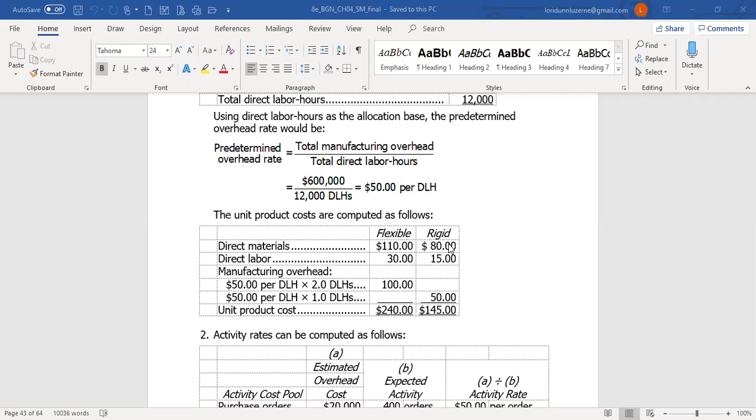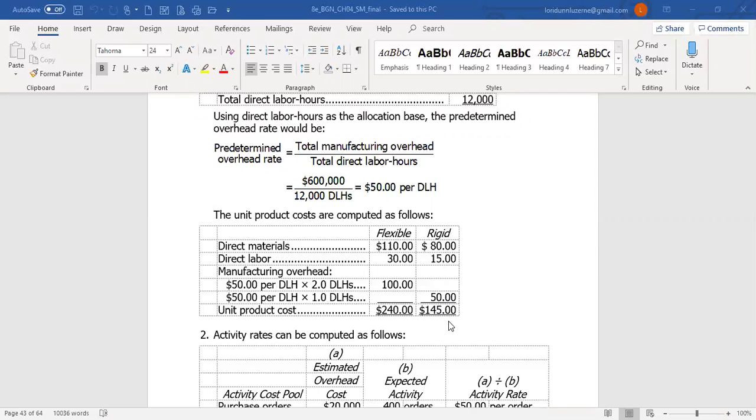$80 for direct materials, $15 for direct labor. And then since 1 direct labor hour is associated with manufacturing overhead, times $50 per direct labor hour, total manufacturing overhead applied for the rigid product is $50 per product. So the total cost of that is $145.